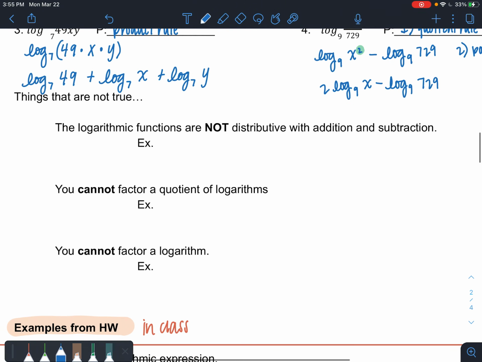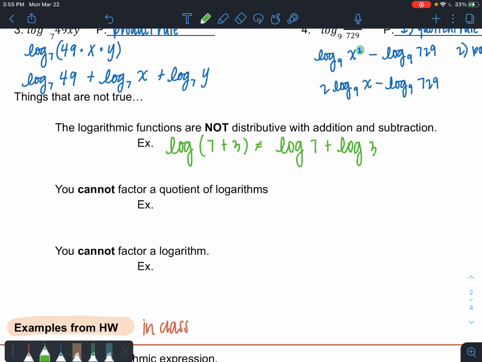All right, so here's some things that aren't true. Logarithmic functions are not distributive with addition and subtraction. So I can't do log of 7 plus 3 and make that log of 7 plus log of 3. That's not okay. So I'm going to say those aren't equal.